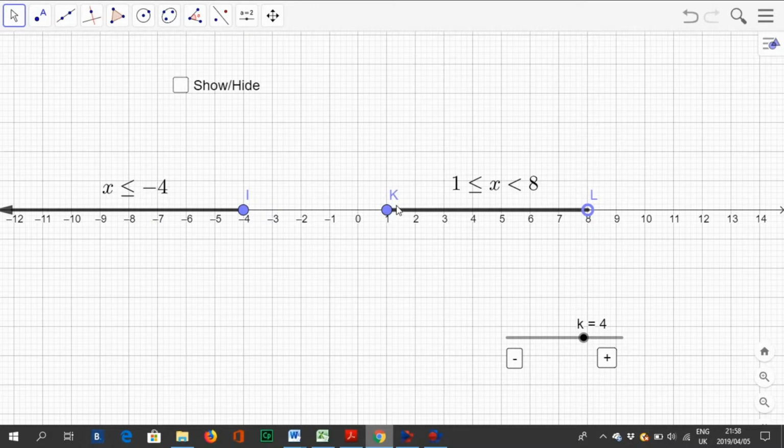On the other side, we've got K, which is an inequality that starts at 1. And of course, we're looking at values which are on the right-hand side of 1.